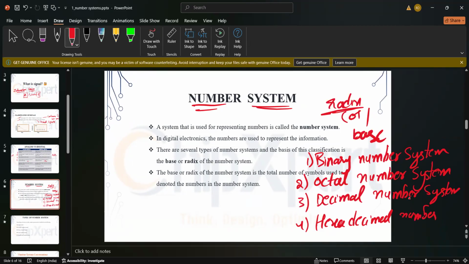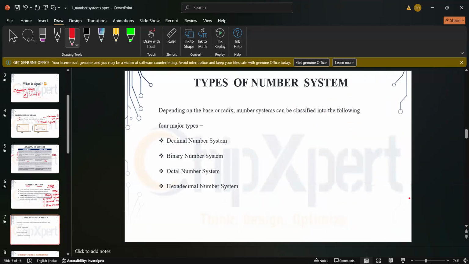So based on the radix, the number systems are classified into four types. One is binary, another is octal, one more is decimal, and the last one is hexadecimal. So these are the four major number systems. What is binary going to represent? It is going to represent the values 0 and 1. It represents only two values, zeros and ones, and the radix of the binary number system is 2.